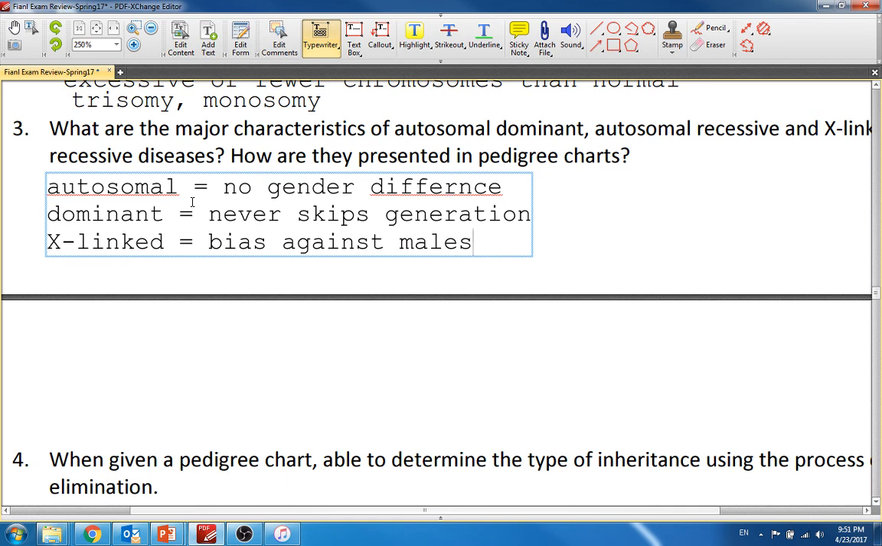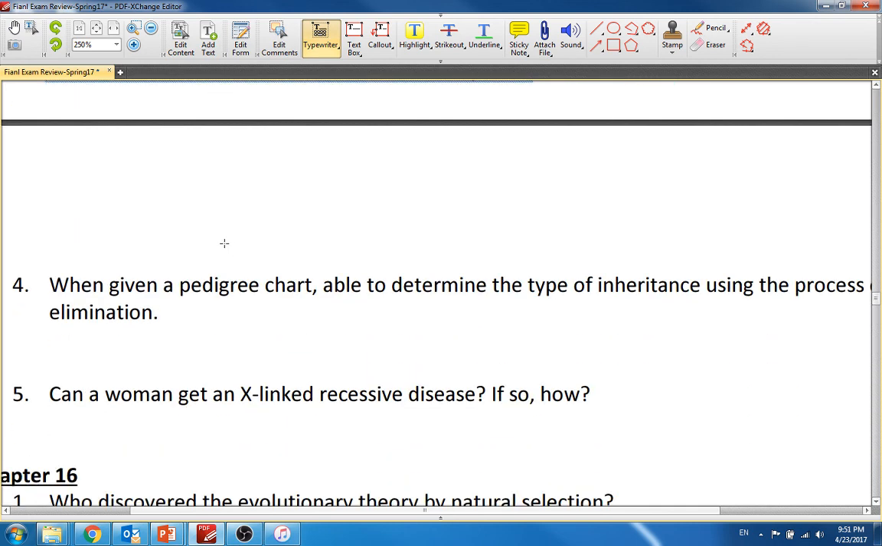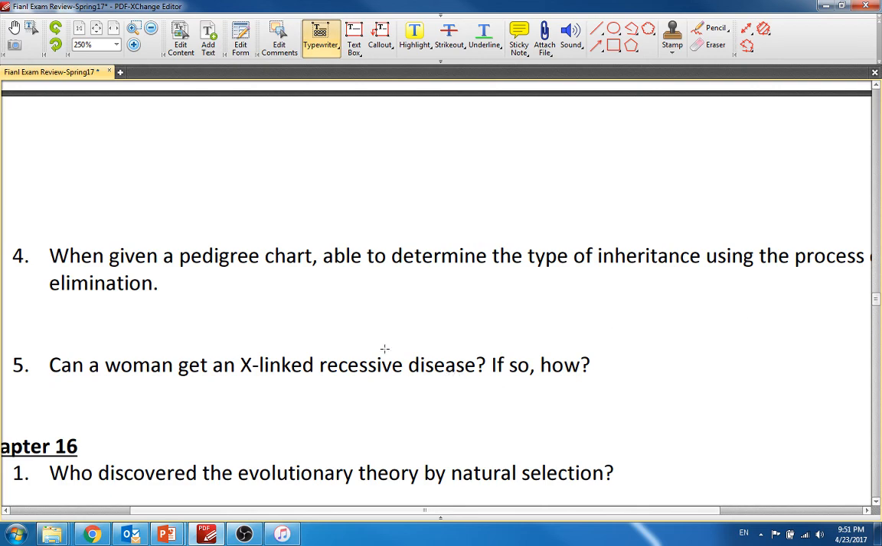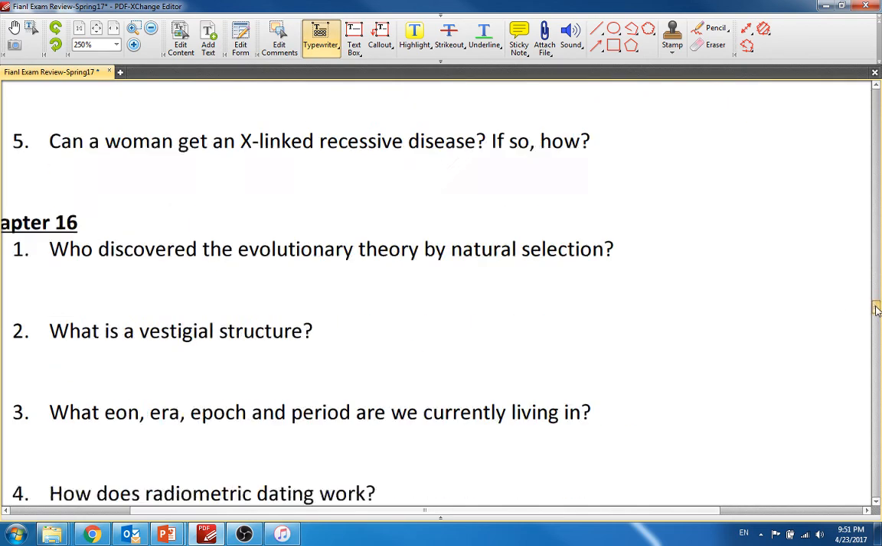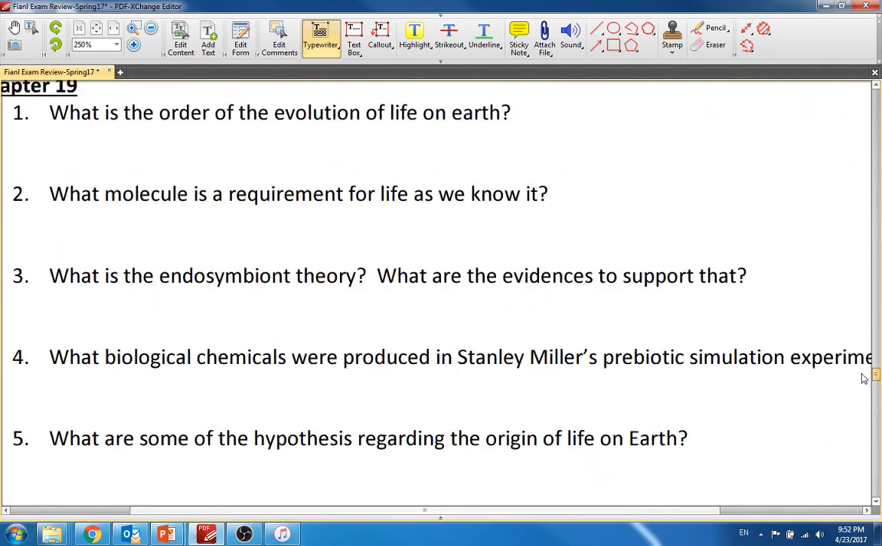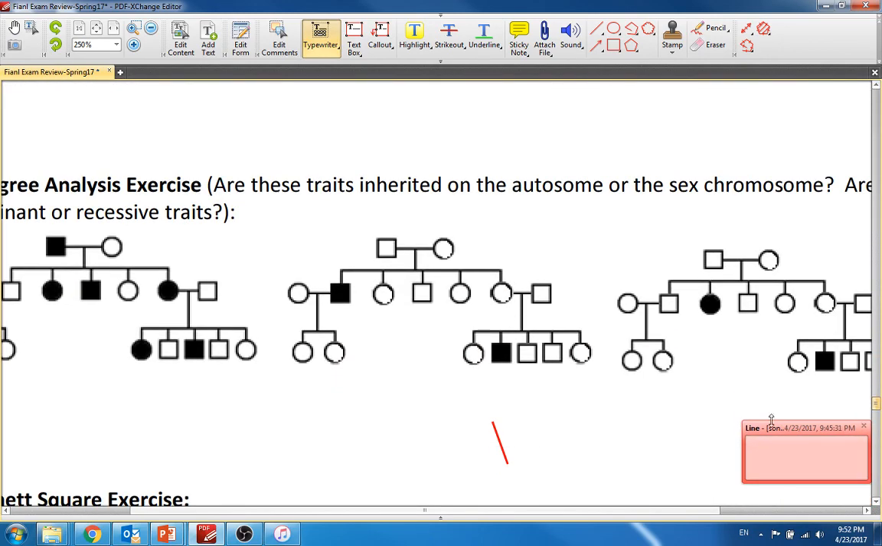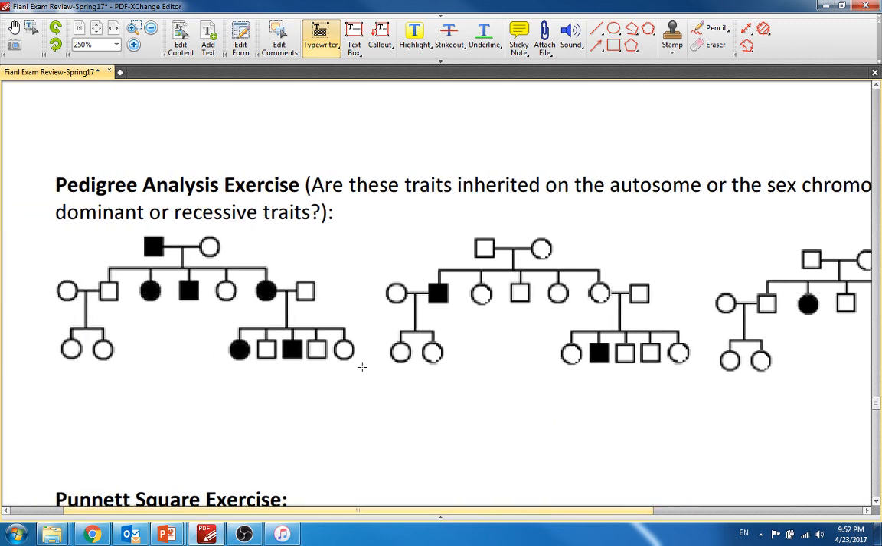When I give you a pedigree chart, you should be able to determine the type of inheritance using the process of elimination. So now, again, let's go to the exercise on the second to last page. There are 3 exercises. The first one, you can see that males and females are affected equally, so this must be an autosomal pattern because the disease doesn't seem to skip generations. So it could be autosomal dominant, but it can also be autosomal recessive.